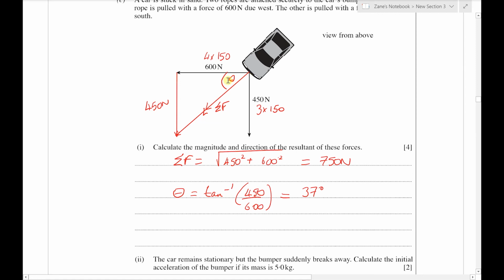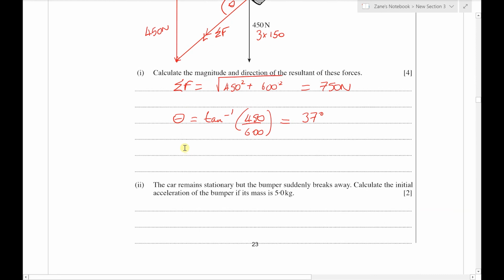In maths, they'd like you to clearly state what that angle is. So you could say it was 37 degrees below west, or you could give it as a 3-digit bearing. But in physics, mark the angle on the diagram and calculate that angle. Last part of the question says that the car remains stationary but the bumper suddenly breaks away. We've got to calculate the initial acceleration of the bumper if its mass is 5 kilograms.